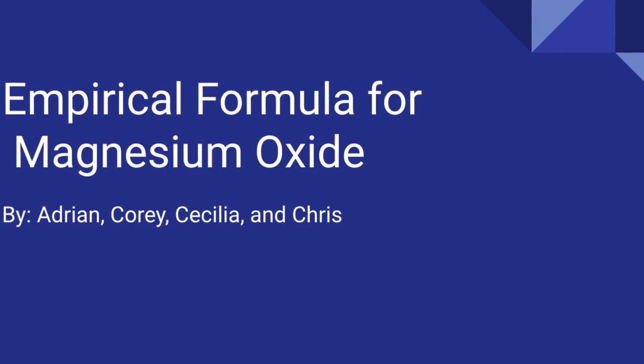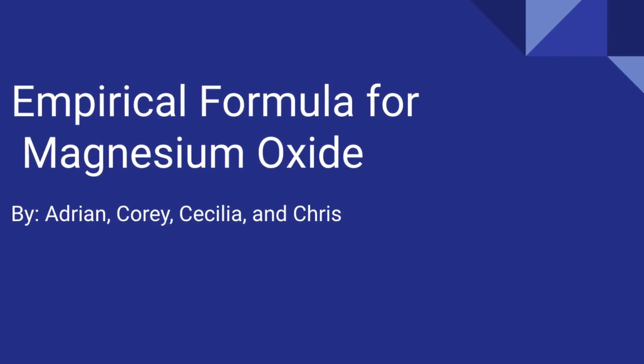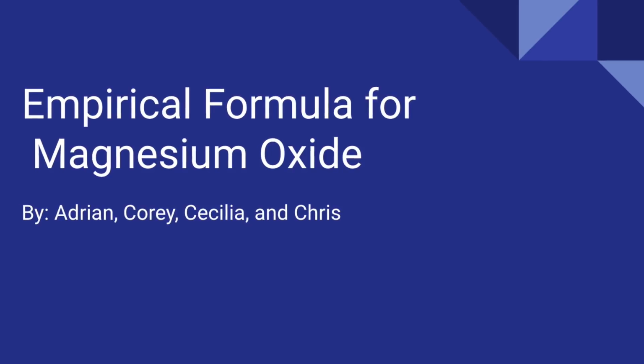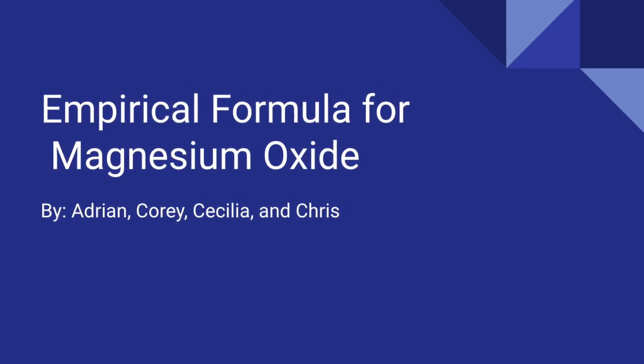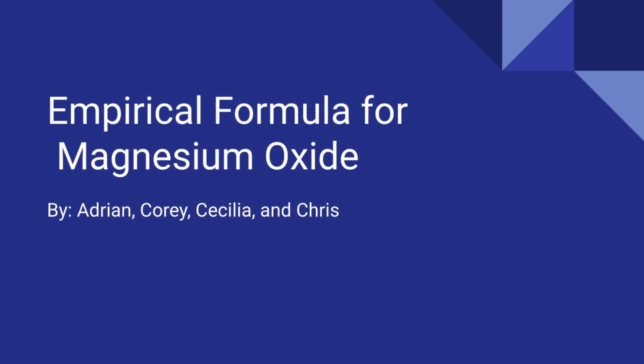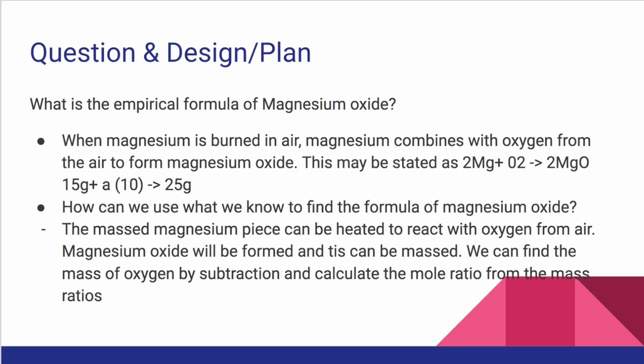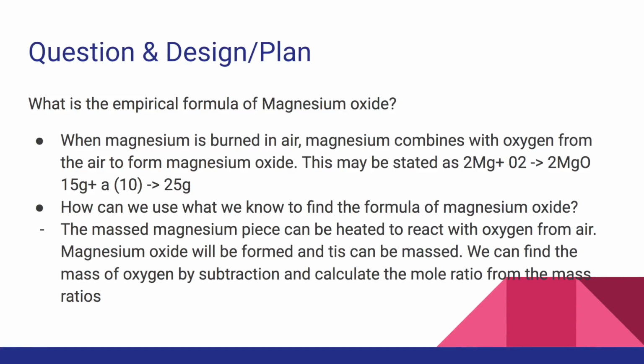This video documents our PBL project done in Ms. Bulut's pre-AP chemistry class. This PBL project is on the empirical formula of magnesium oxide. This was done by Adrian, Corey, Cecilia, and Chris. Our driving question was, what is the empirical formula of magnesium oxide?